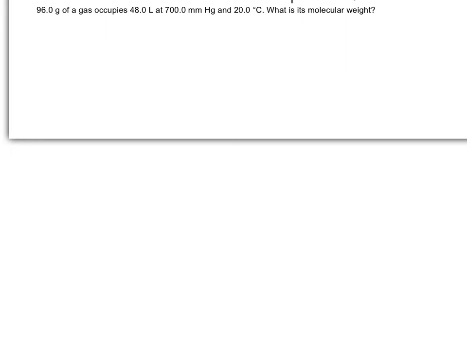Okay, one more problem here. 96.0 grams of a gas occupies 48.0 liters, so we have a volume, at 700 millimeters of mercury and 20 degrees Celsius. What is its molecular weight? So this is a little bit of a different problem. Remember that molecular weight is measured in grams per mole. It's the number of grams that you would have if you had a mole of a sample.